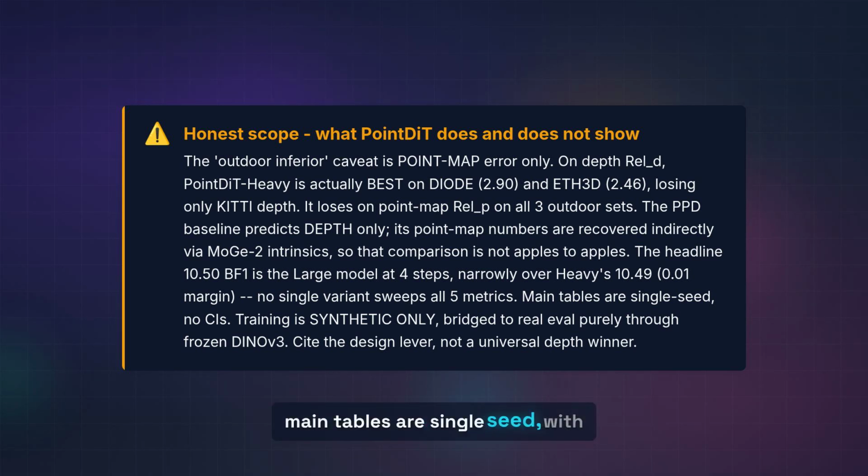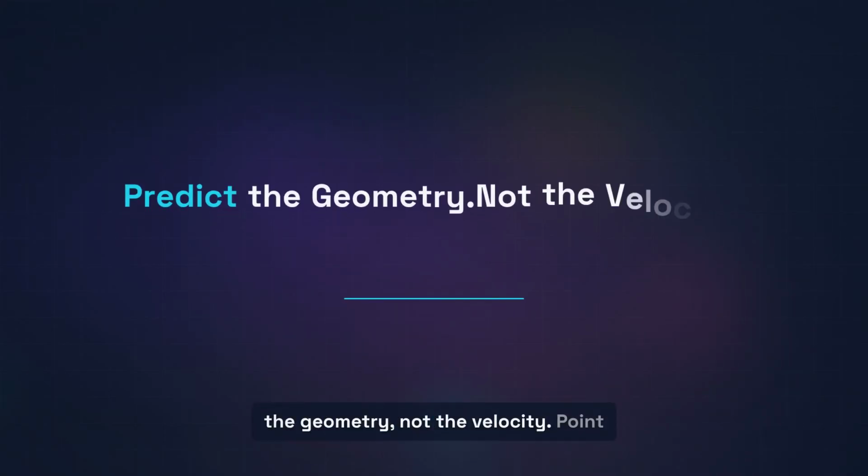Fourth, the main tables are single seed with no confidence intervals. Fifth, training is synthetic only, 11 million images, bridged to real evaluation purely through frozen DINOv3. Cite the design lever, not a universal depth winner. Predict the geometry, not the velocity.